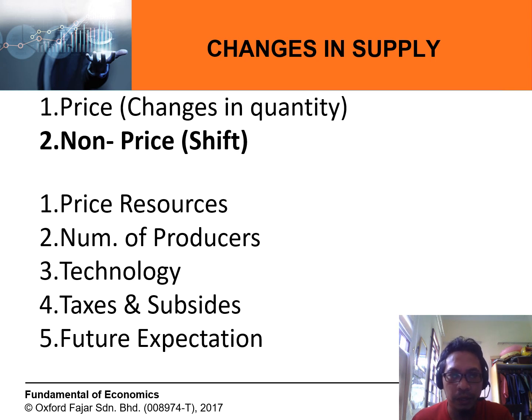Third is technology. When a firm discovers a new technology that allows it to produce at a lower cost, the supply curve will shift to the right. A technology improvement that reduces the cost of production will shift supply to the right, causing a greater quantity to be produced at any given price.